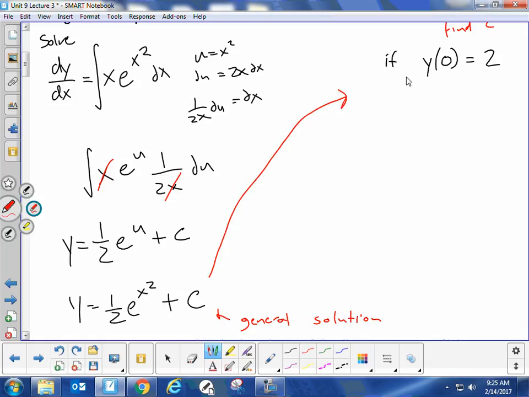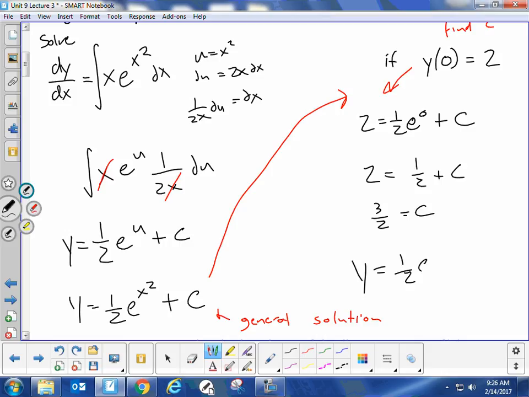Well, using the general solution and my initial condition, we can find c, right? The last step to these differential equations that kind of differentiate them from just straight antiderivatives. So I would say 2 is equal to 1/2 e to the 0 plus c. e to the 0 is 1, don't forget that. So this would be 2 equals 1/2 plus c. That's 4/2 minus 1/2. c is equal to 3/2. And now we have our particular solution. y equals 1/2 e to the x squared plus 3/2.